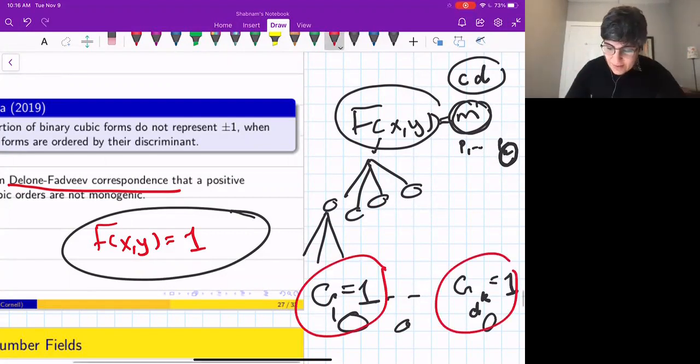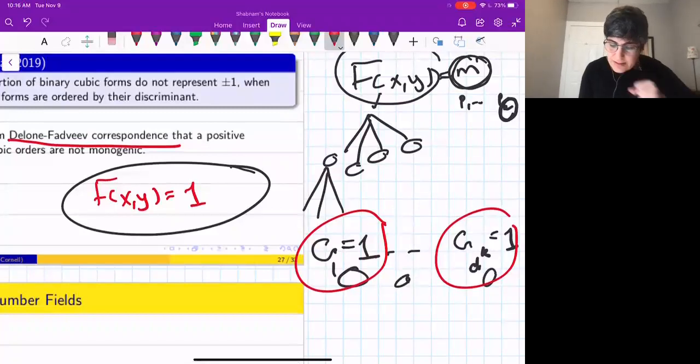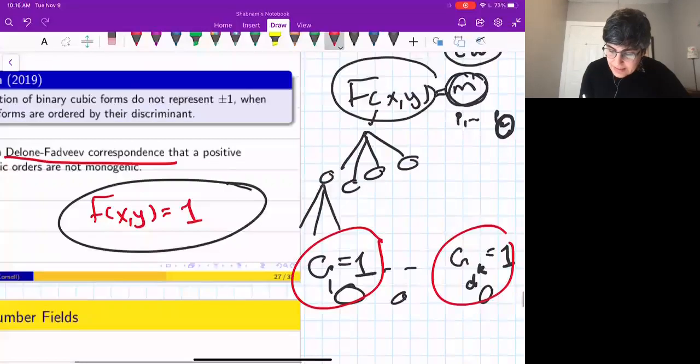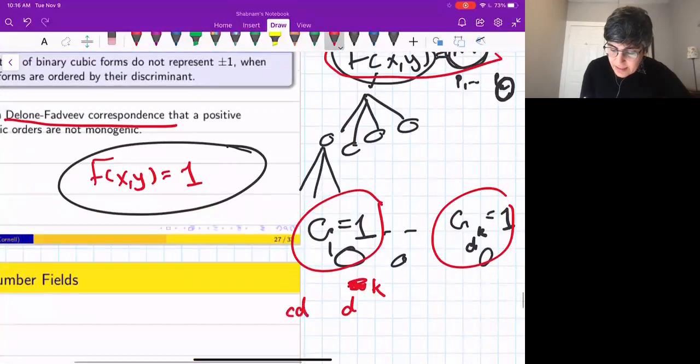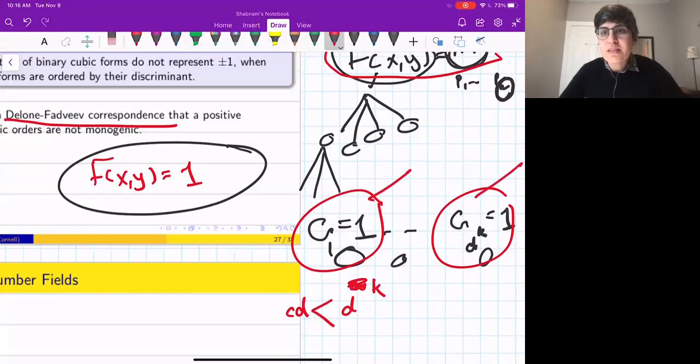But the idea here was that we created d to omega of m, which is d to the k here, forms equal to 1 up here, but my result says that this has c times d. So as soon as c times d is smaller than this, you would know that there got to be some of these equations with no solutions.